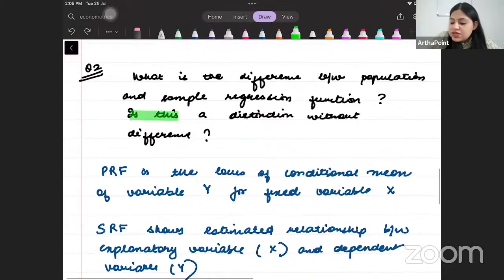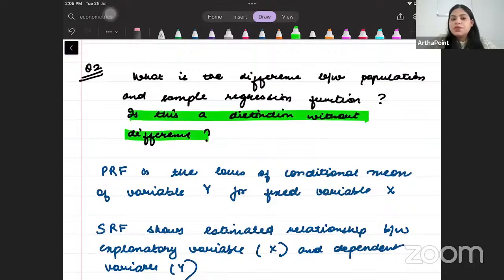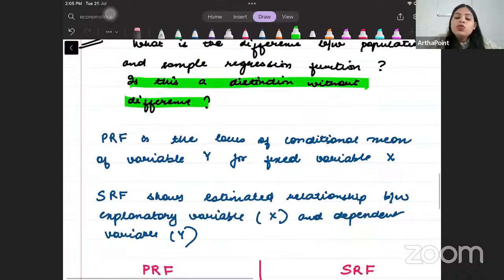Is this a distinction without difference? So try to understand. What is distinction without difference? It means, can we say that the two are very different from each other, or these are just two different names because one is from sample and one is from population?